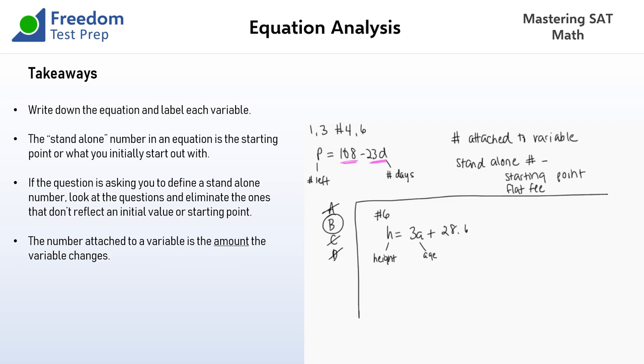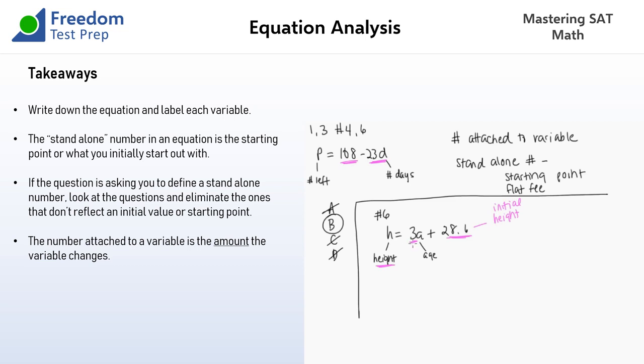So now, instead of asking us, like in the previous question, what is 108, they just went into the equation and asked us for a particular element. Here they're asking us to determine which element is the increase. Is it going to be the 3 or is it going to be the 28.6? Well, based on what I told you before, the standalone number is the starting point. In this case, we're talking about the height of a boy. So 28.6 is going to be the initial height of the boy.